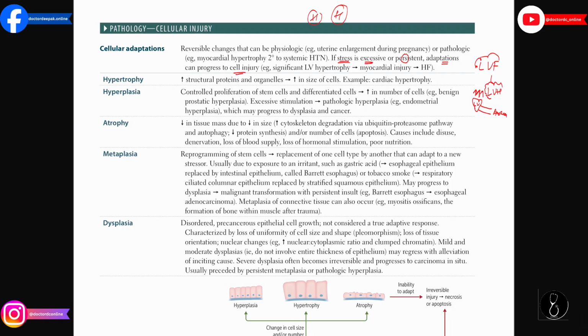So that's why they also mention here, if the left ventricular hypertrophy is significant, it will lead to myocardial injury and eventually it will lead to heart failure. So that's about the first paragraph.